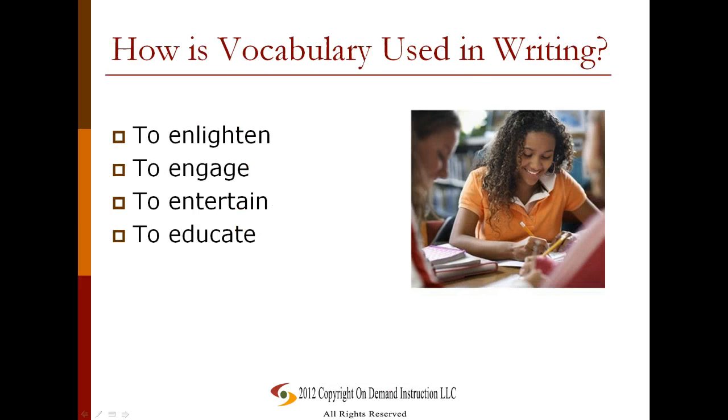So, how is vocabulary used? Well, when we are writing, regardless of what kind of writing that we're doing, it may be persuasive writing, it may be expository writing, it may be a narrative, it may be poetry, maybe all kinds of different styles. But we want to enlighten, we want to engage, to entertain, and to educate. So regardless of what it is that we're doing, we're shooting for at least one of these purposes here. And you want to meet those purposes when you're choosing your vocabulary for your particular piece.